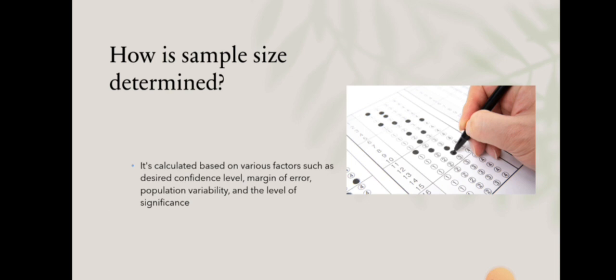How is sample size determined? Sample size can be calculated or determined with four basic factors or variables. These are confidence level, margin of error, population variability or standard deviation, and the level of significance. These factors or variables determine the sample size.